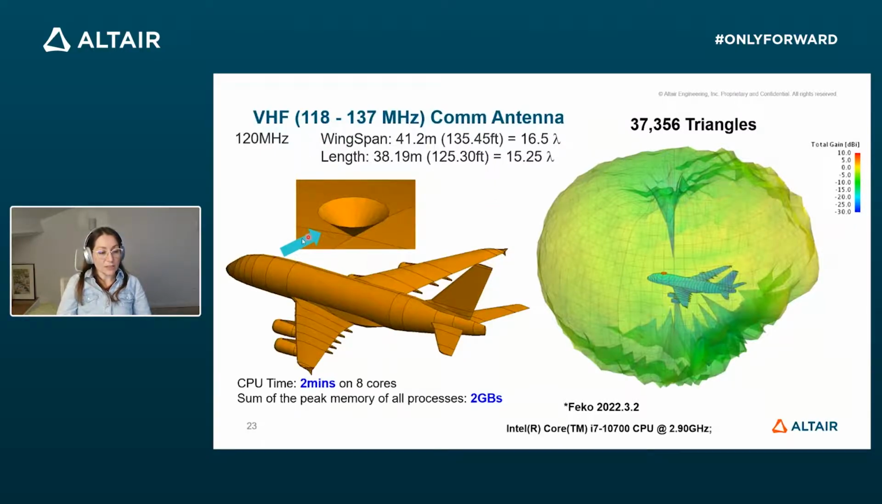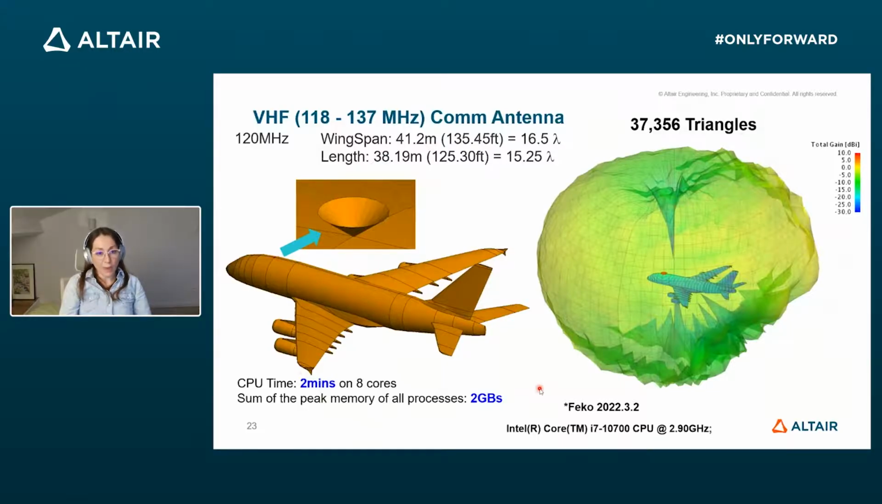So in this first case, we have a VHF antenna. It's a cone antenna placed on an aircraft, and we are at a frequency in the range of 120 megahertz. We have also the amount of unknowns that the solver needs to solve. So when you see triangles, the triangles are the triangles of the mesh of our geometry, and they correspond to the number of unknowns that we need to solve. So for this case, it took Feko 2 minutes to solve it on an 8-core machine, and it needed 2 gigabytes of memory to be able to perform this computation.